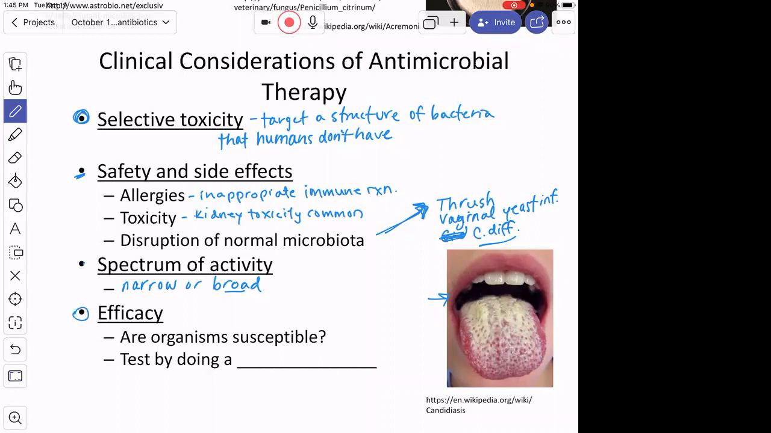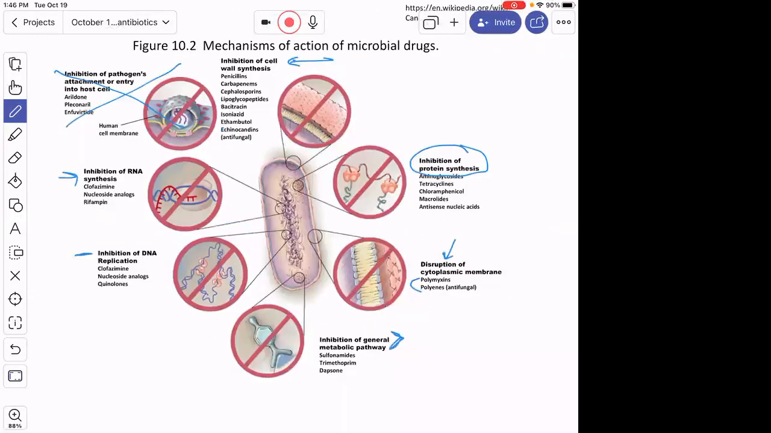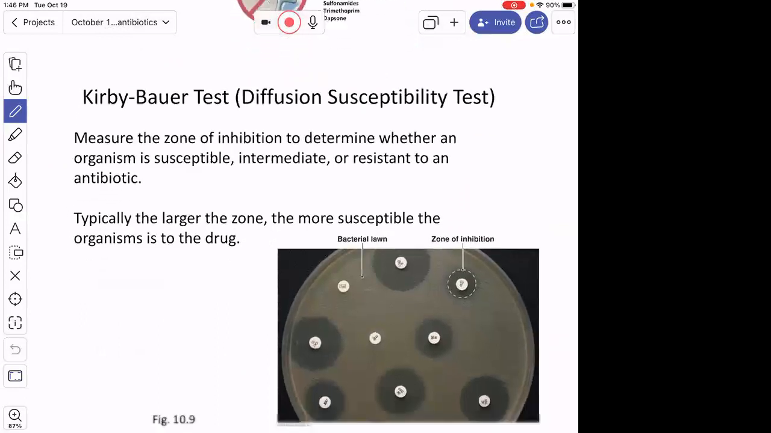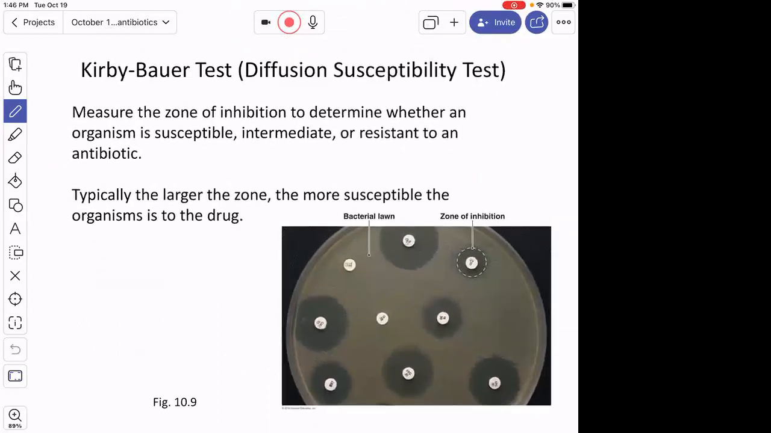Does the antibiotic work against that organism? We would say, are organisms susceptible, is what I mean by efficacy there. And we can test that by doing a Kirby-Bauer test. Okay, so if you're in lab, hopefully that looks pretty familiar because you just did it yesterday or today or this week anyway. What a Kirby-Bauer test is, it's basically a kind of disc diffusion test.